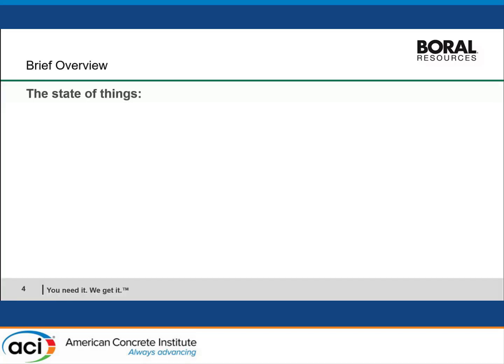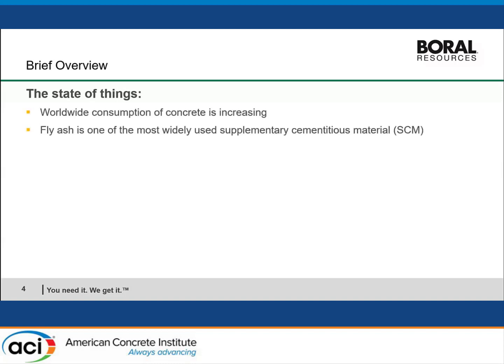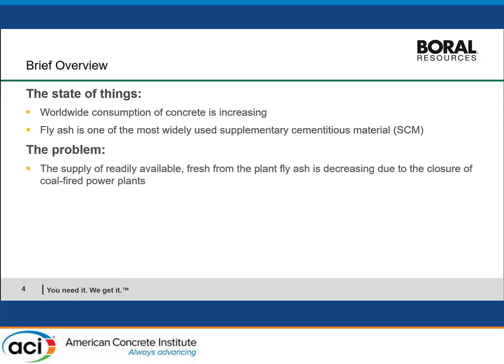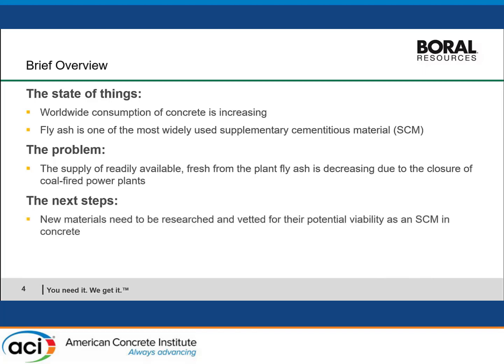So for a brief overview, a lot of this Tom just said in his discussion a moment ago. The current state of things is that worldwide consumption of concrete is increasing, and fly ash is one of the most popular supplementary cementitious materials used in concrete. The problem being that the supply of readily available fresh from the plant fly ash is decreasing due to closures of coal-fired power plants. So one of the next steps, along with many of the suggestions that Tom gave us in his presentation, is to look into new materials, previously untapped sources. And one of those sources that I want to talk about is bottom ash.